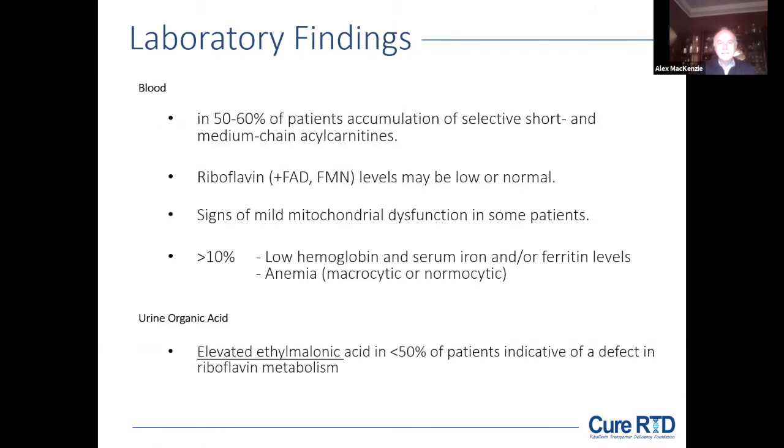Laboratory findings include increased short and medium chain acylcarnitine. Riboflavin may be low or normal. In the CSF, it's usually low. Signs of mild mitochondrial dysfunction and low hemoglobin and iron and ferritin levels, macrocytic or normocytic anemia. They've got elevated ethylmalonic acid in about half.